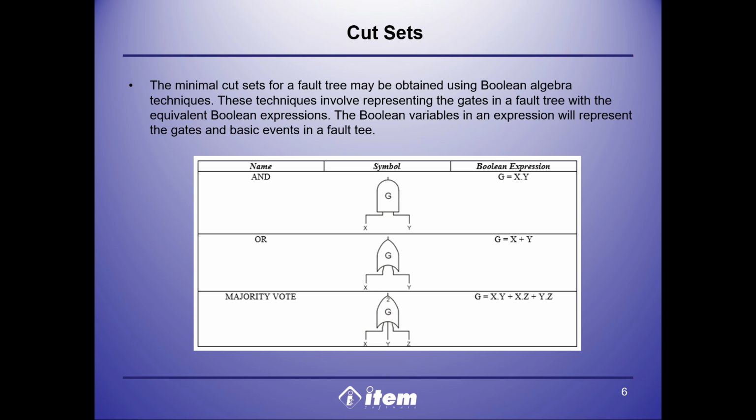Finally, we have a majority vote gate, specifically a 2 out of 3 vote in this example with inputs X, Y, and Z. The software translates this by finding all the necessary combinations that satisfy the vote, resulting in the expression G equals X times Y plus X times Z plus Y times Z. By breaking down every gate into these fundamental equations, the calculation engine can algebraically expand and reduce the entire system down to its minimal cut sets.